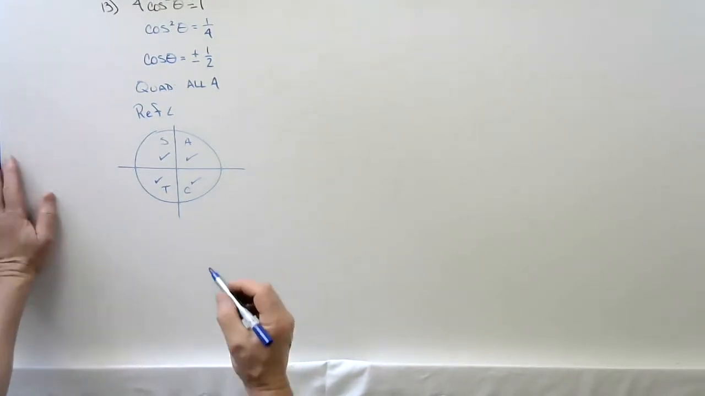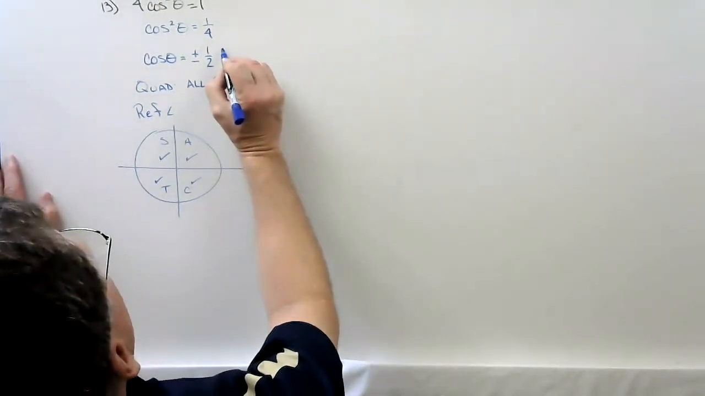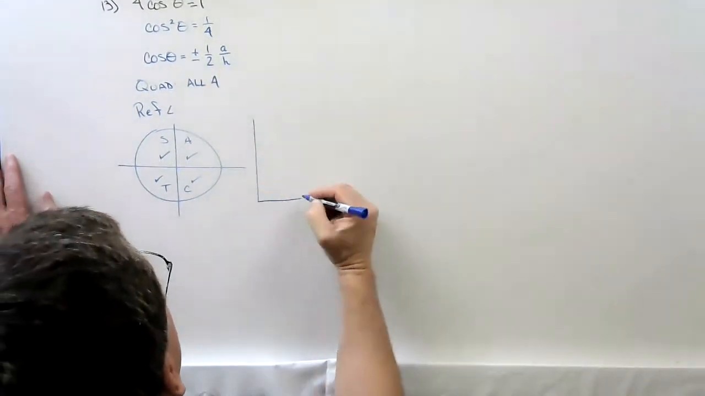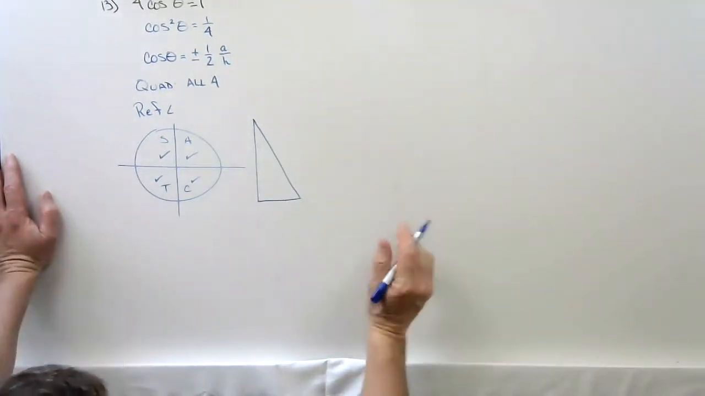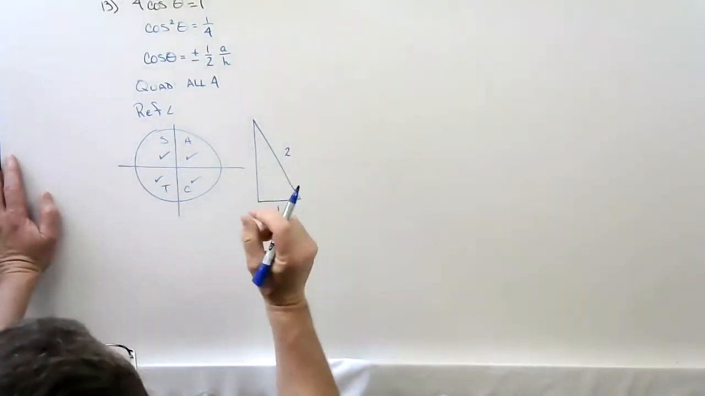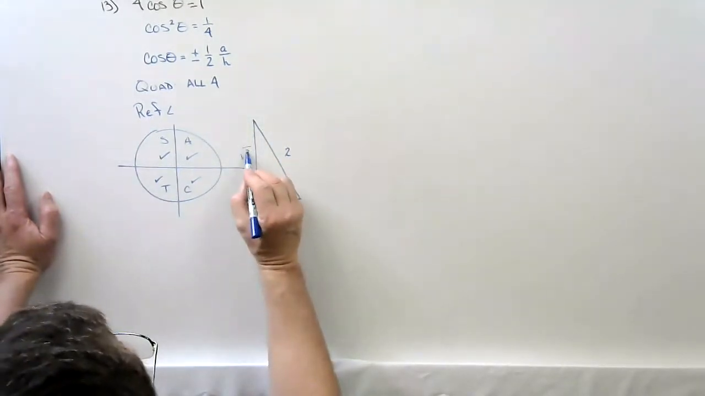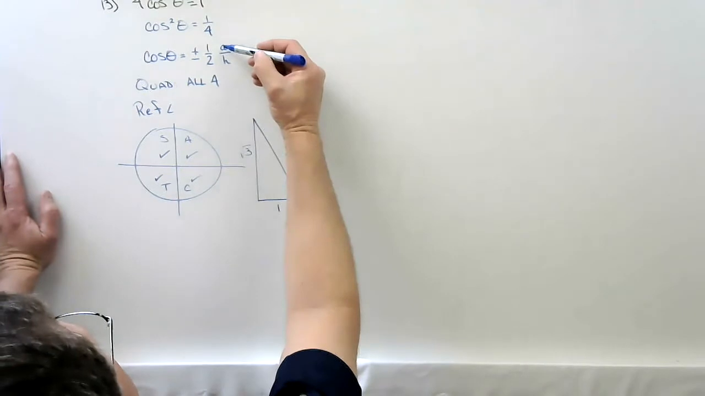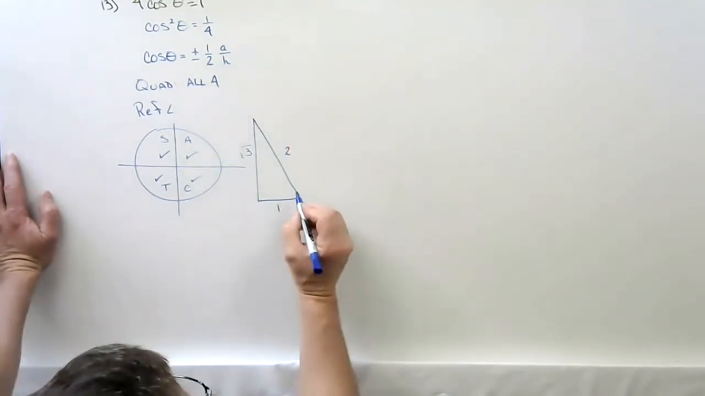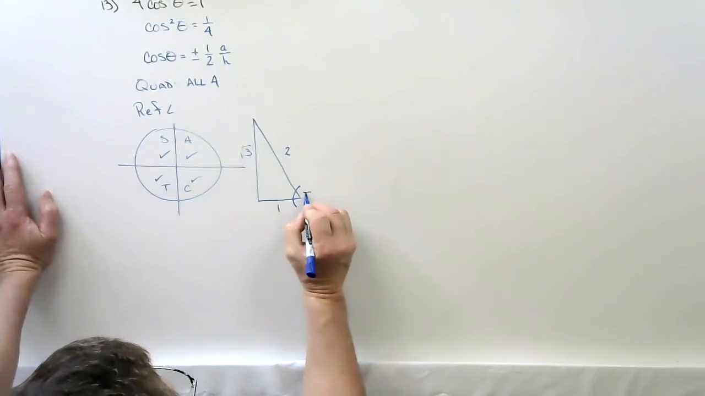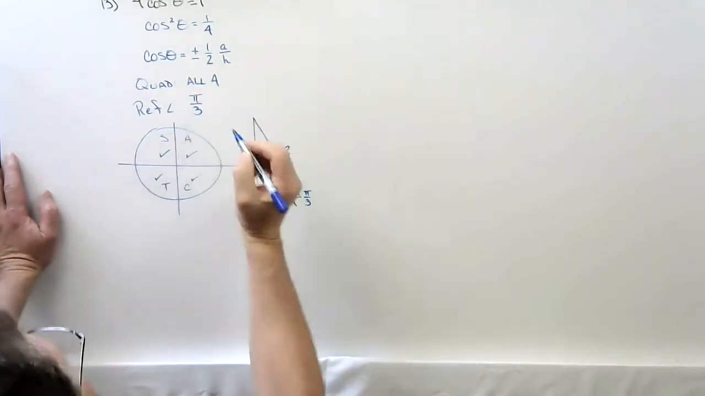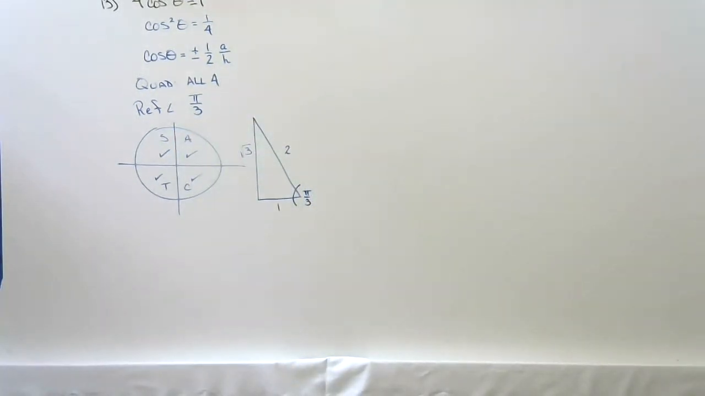Now, when it comes to our reference angle, we're going to attack that the same way that we always have. Cosine is adjacent divided by hypotenuse. We're going to try to draw a triangle where we have a possible ratio of 1/2. And of course, we have that triangle, our 30, 60, 90 triangle. We need cosine to have an adjacent side of 1 and a hypotenuse of 2. That's going to be this angle right here, which we know is pi/3. So our reference angle is pi/3, and we're in all 4 quadrants.